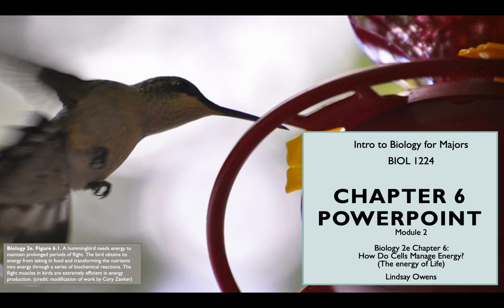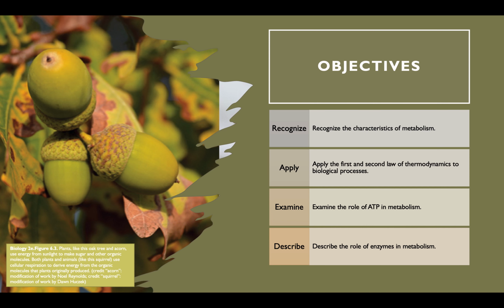This PowerPoint is going to cover Chapter 6, which is the second module of this course, so this comes before your second exam. This is from your Openstax book, Biology 2E, and the title is The Energy of Life, and we're going to try to answer the question, how do cells manage their energy?